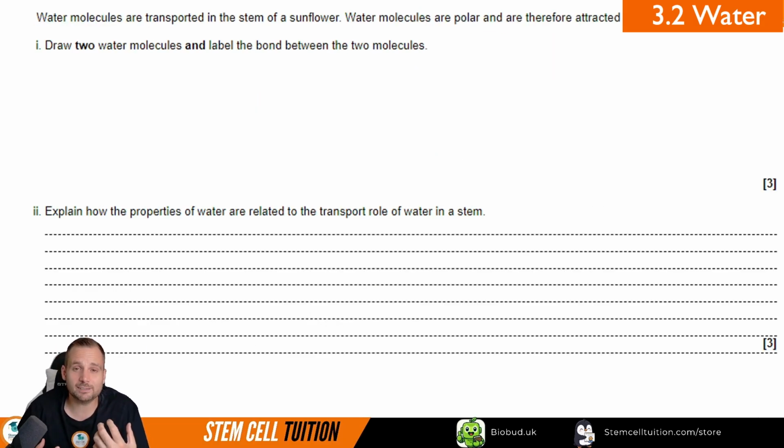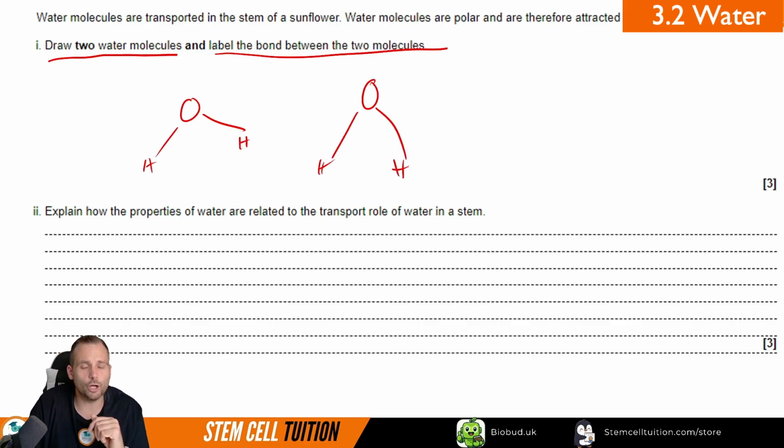Now, this is a classic style question that you're going to get, where you just have to quite simply draw two water molecules and label the bond between them. So feel free to pause and have a quick go. And as I said before, you don't have to be able to draw the dipoles and describe it in that much detail. This is good enough. However, you're now going to have to draw a hydrogen bond, because it says label the bond, a hydrogen bond between the two water molecules.